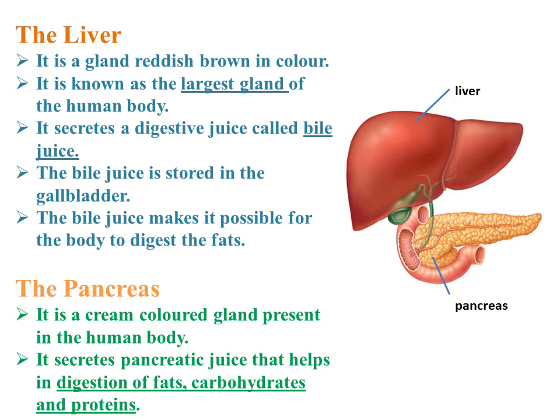Next comes the pancreas. Pancreas is the second largest gland of our body. It is a cream-colored gland present in the human body. It secretes pancreatic juice that helps in digestion of fats, carbohydrates, and proteins.